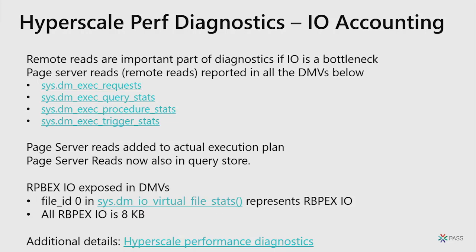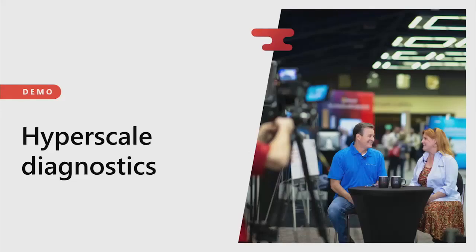RBPX IO is exposed in a DMV. It's sys.dm_io_virtual_file_stats, and it's file ID 0. And there's a bunch of details in that Hyperscale diagnostics.